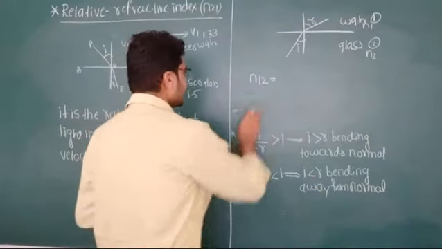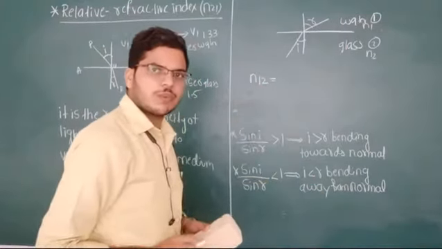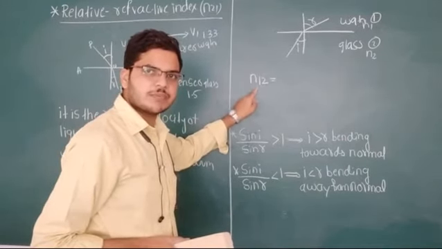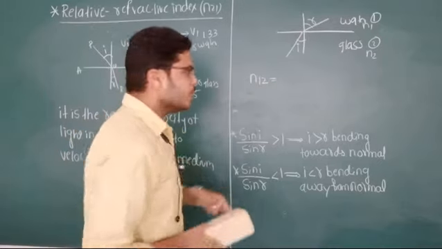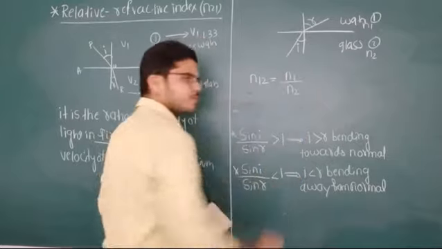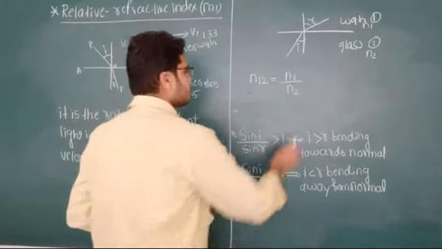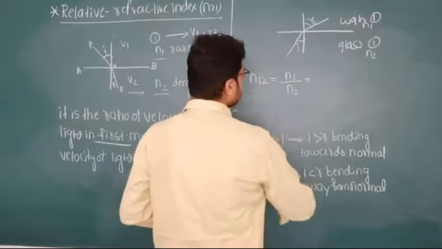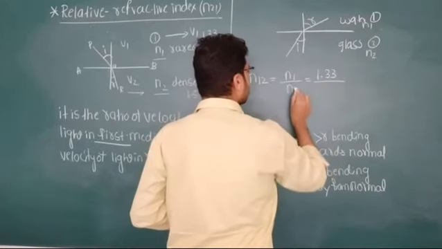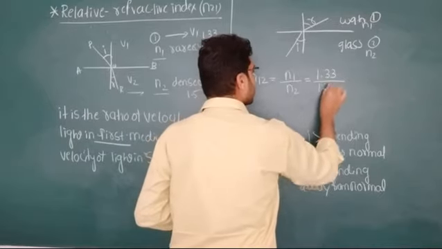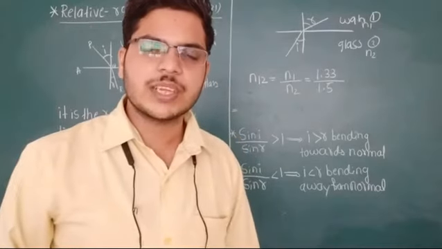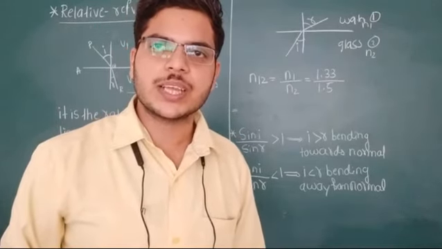Then what will happen? It is written as N12. What is N12? The refractive index of the first medium with respect to the second medium. It can also be written as N1 by N2. What is N1? 1.33, the refractive index of water. What is N2? N2 is 1.5. In this case, we are getting less than 1. In the previous case, we got more than 1.